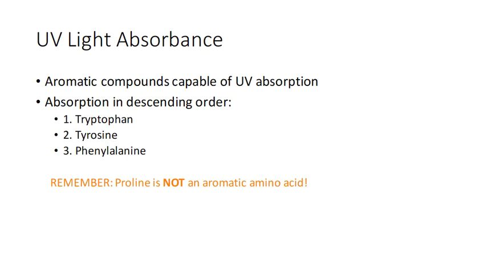Aromatic compounds are capable of absorbing ultraviolet light. The amount of absorbance is proportional to their size. The larger the aromatic compound, the greater its absorbance. If you know your amino acids, this makes remembering their absorbency relatively easy. Phenylalanine is the smallest, therefore it will absorb the least, whereas tryptophan is the largest and is capable of the greatest absorption.